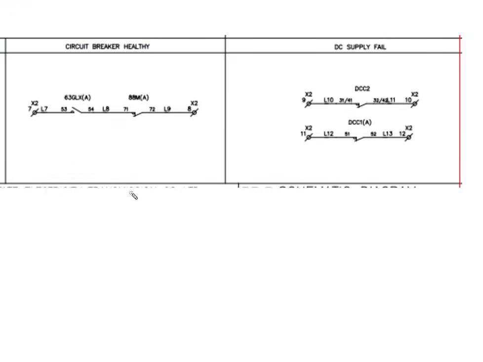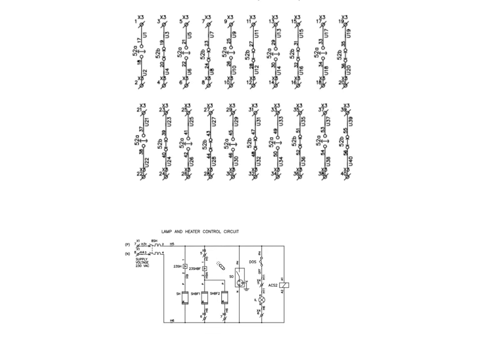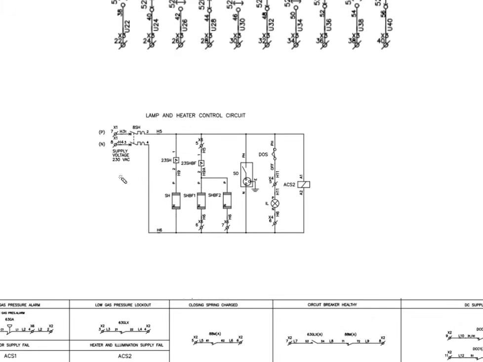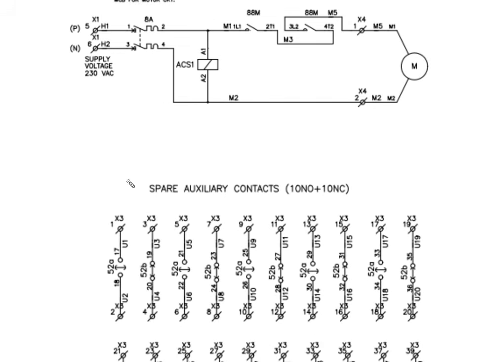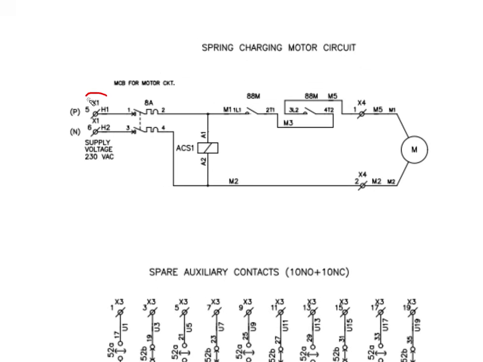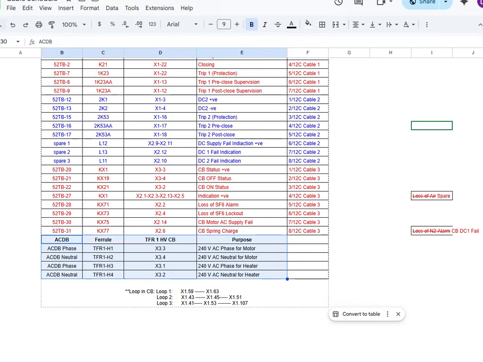We'll then again check the supply that comes from the ACDB, so we'll check the circuit breaker where we need to give the AC supply to the motor. Okay, so it's x1.5 and x1.6. It is phase supply and the neutral supply to the motor.